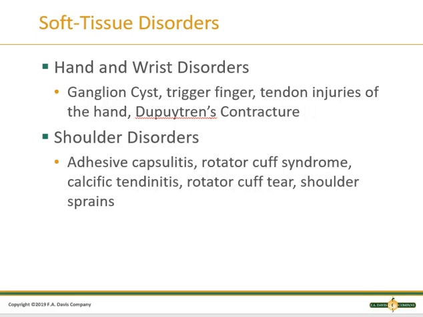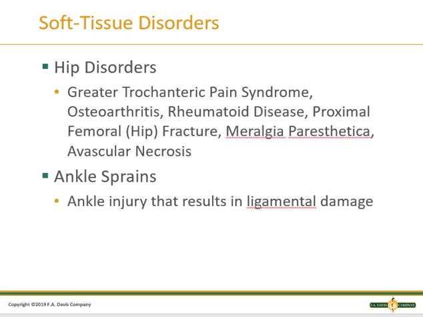A couple of tests that are used to assess this are the empty can test and the dropped arm test. So be sure and review those different tests that are in the book. Next are hip disorders, and I want you to read about those in the book starting on page 845.